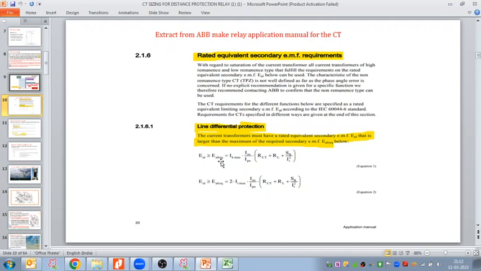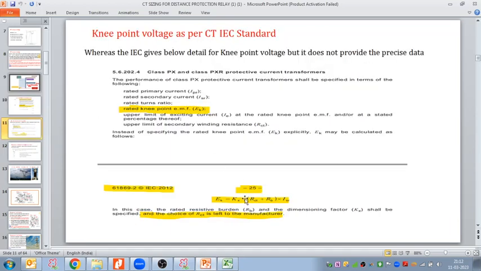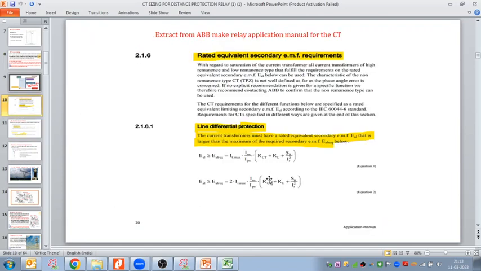So this is the formula given by the relay. Another option, if we want to calculate with the help of the IEC standard, we can follow this formula. But as I told yesterday, the best method, or I can say the correct method, is to follow the formula given in the relay application manual, because each relay has a different knee point voltage or different voltage requirement.